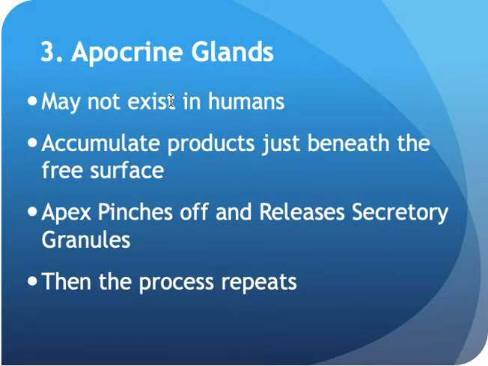Then we get to the last one, which is the apocrine gland. These ones may not exist in humans. They accumulate their products just beneath the free surface. And then what these ones do is they pinch off and release secretory granules, and then the process repeats. So again, you want to know which one just merely secretes, which one ruptures, and which one pinches off, because these are perfect multiple choice questions.